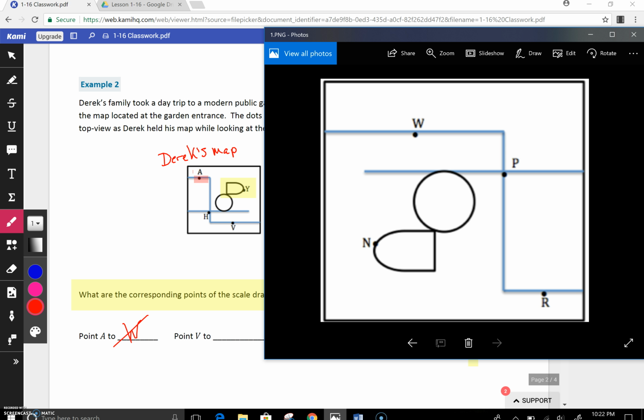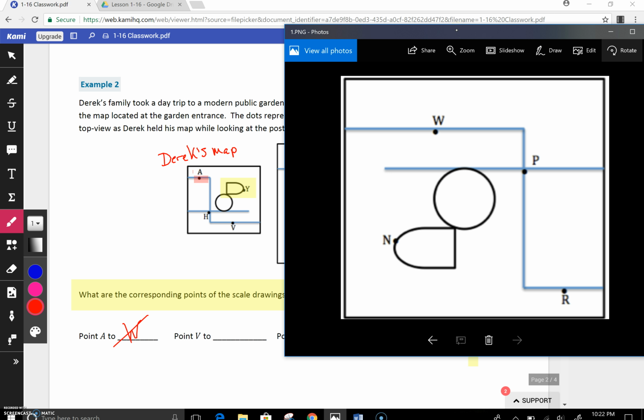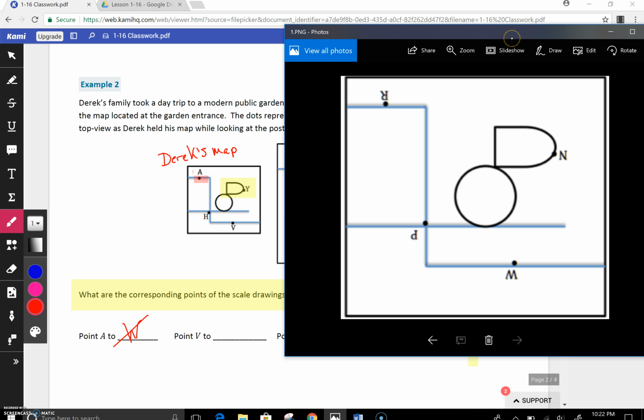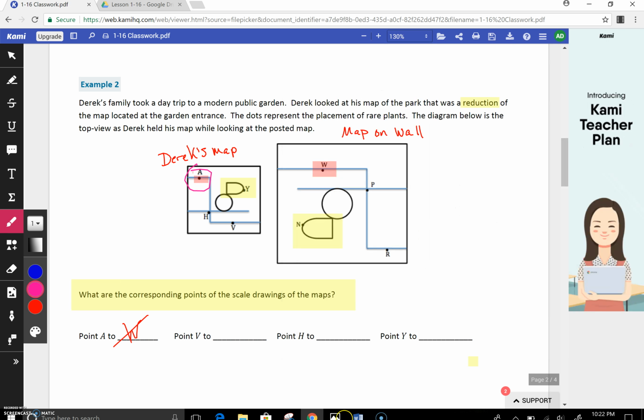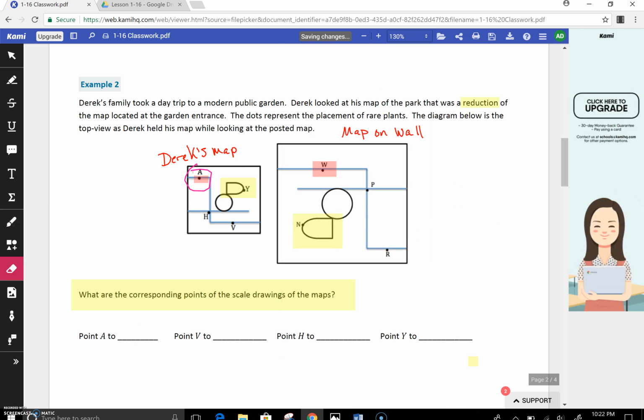If we bring up the map that's on the wall and we rotate it so that it matches Derek's map, the letters are upside down, but you'll see now if you look at that D shape on the map, they're facing the same direction now. So now he's holding his map the same way that it is on the wall. And you'll see that point A actually corresponds to point R on the wall map and not point W.